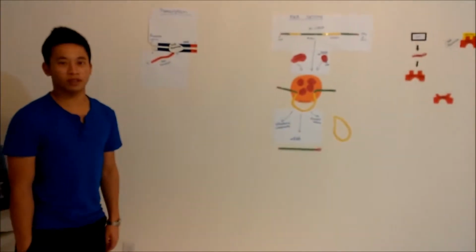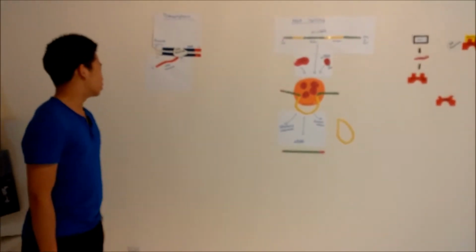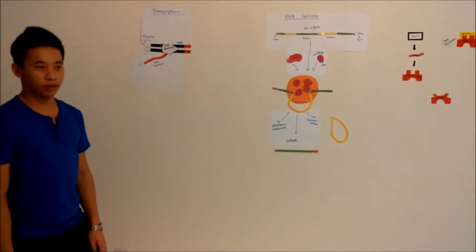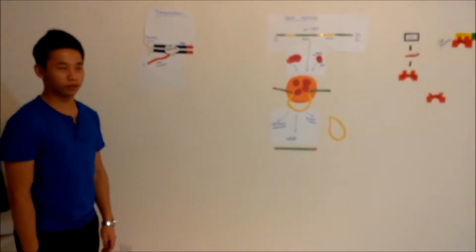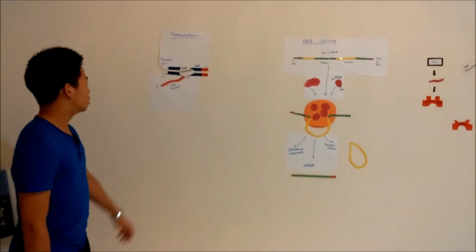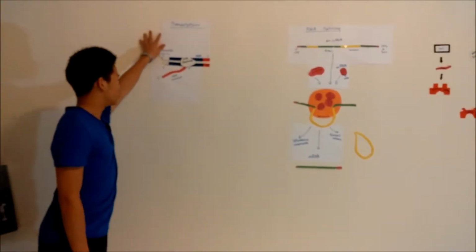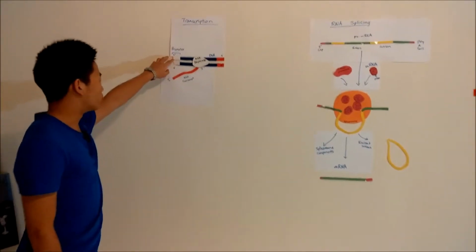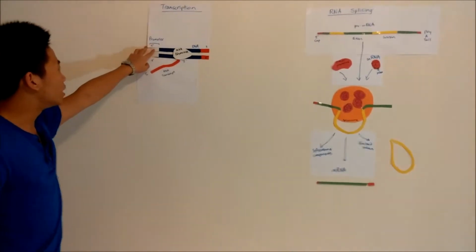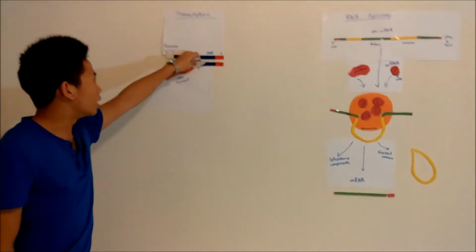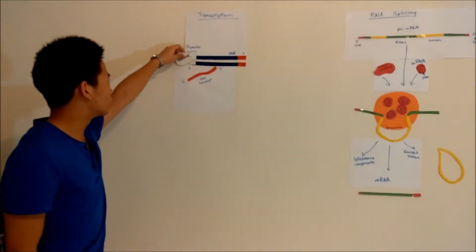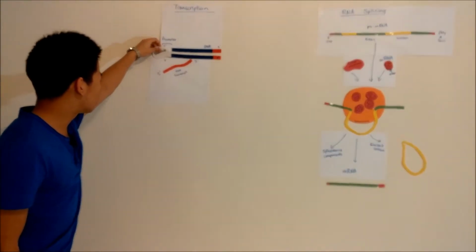I'm going to be talking about the process of RNA splicing, or the modification of precursor mRNA into mRNA that's used in protein synthesis. First, I'm going to be talking about transcription. Transcription begins with the promoter, which is a sequence on the DNA where RNA polymerase can bind with the help of transcription factors. The promoter has several functions.